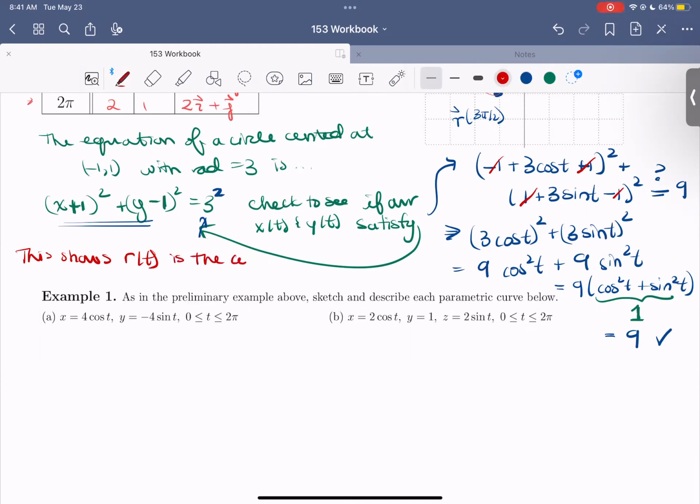So to summarize, this shows that r of t is the curve that determines or draws out a circle centered at -1, 1 with radius equal to 3.